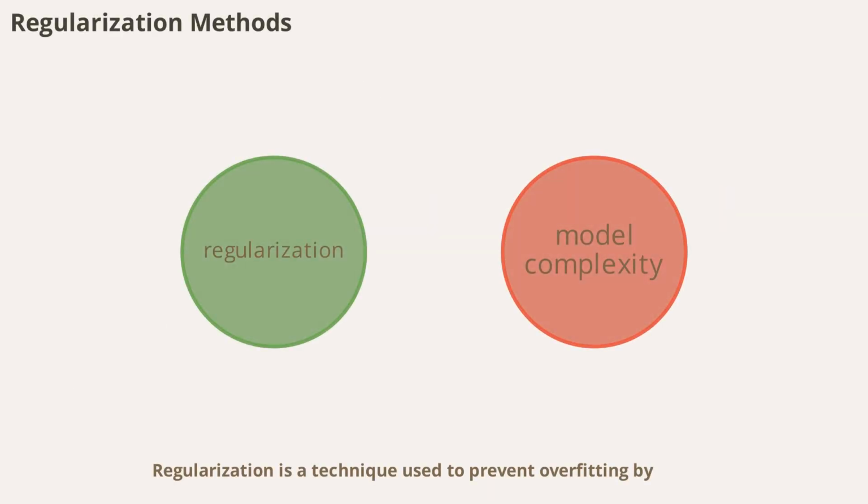Regularization is a technique used to prevent overfitting by adding a penalty for complexity to the model's learning process. By discouraging overly complex models, regularization helps ensure the algorithm focuses on the most important patterns in the data. Common methods include lasso and ridge regression, which add different types of penalties to the model's parameters. Regularization is a key tool for building models that generalize well.